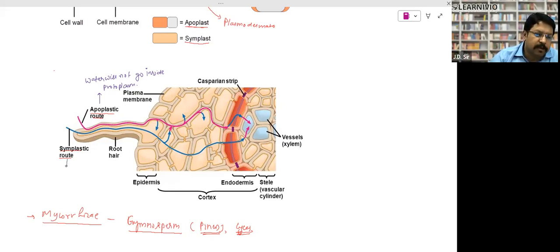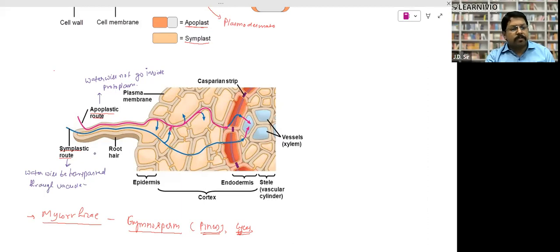In the symplastic pathway, the transport will take place, or water will be transported through the vacuole, right? So that is called the symplastic pathway. So in the symplastic pathway, the water has to enter inside the protoplasm. Did you get my point or not? Tell me. Is that clear?